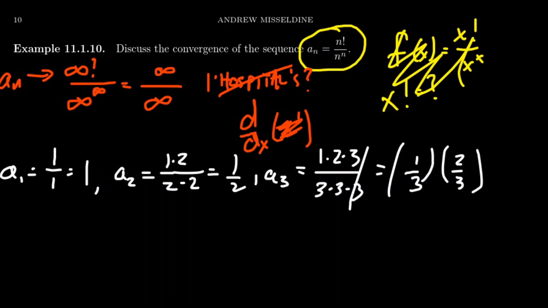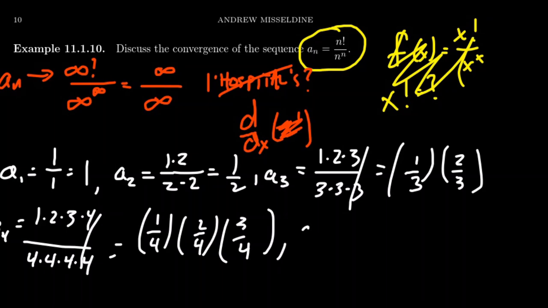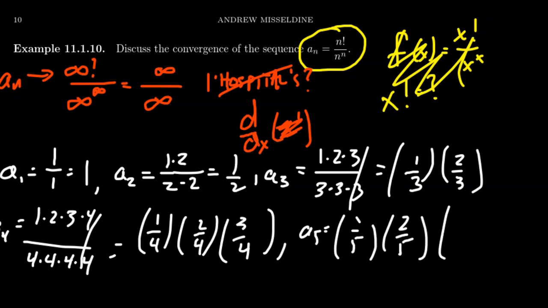All right. If we did A sub 4, this is going to look like 1 times 2 times 3 times 4 over 4 times 4 times 4 times 4. Again, the fourth cancels, and you're left with 1 fourth times 2 fourths, excuse me, and then 3 fourths. And so for one last example, consider A5. This is going to look like 1 fifth times 2 fifths times 3 fifths times 4 fifths. And then, of course, there's a 5 fifths there.